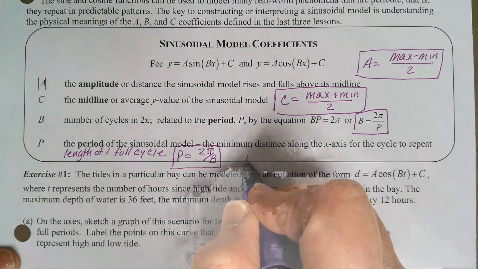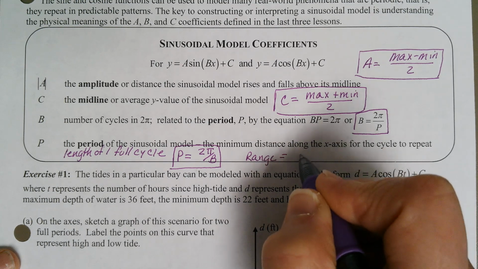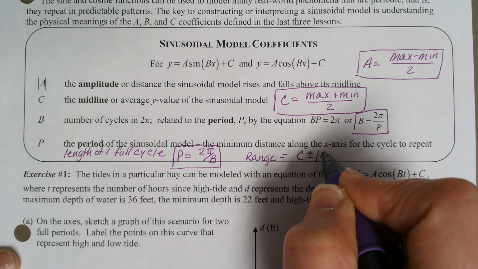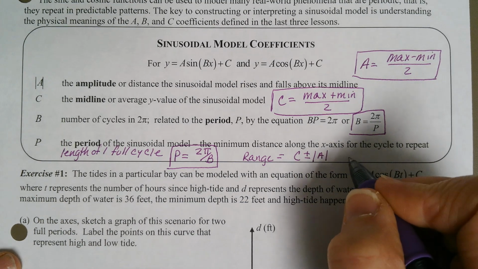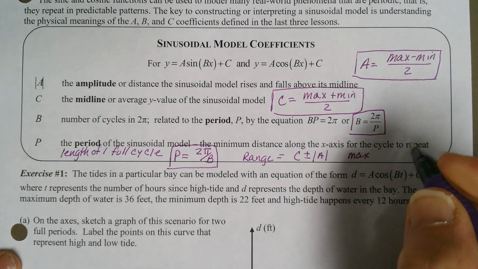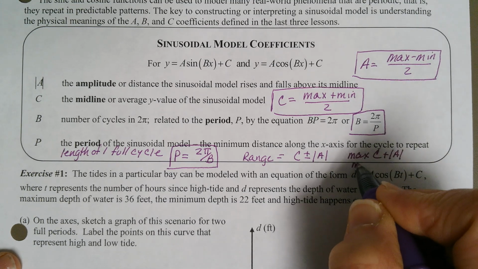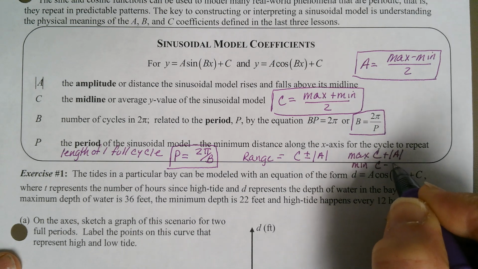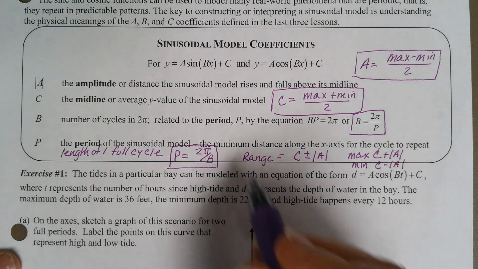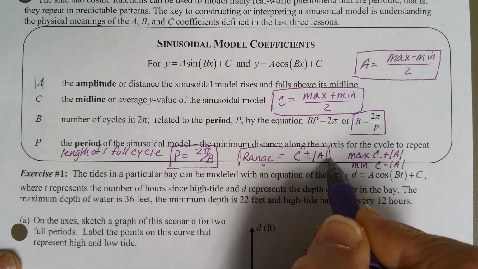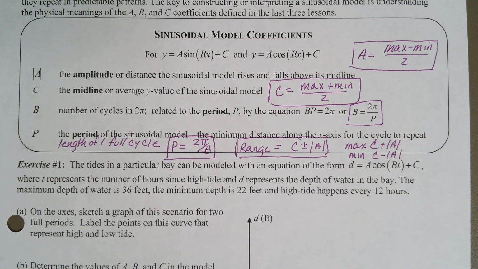And let's also put in our range. Remember, our range is equal to C plus or minus the absolute value of A. In which case, if we're looking for our maximum, it would be C plus the absolute value of A, and our minimum would be C minus the absolute value of A. None of these formulas are given to you. You have to memorize all of them.